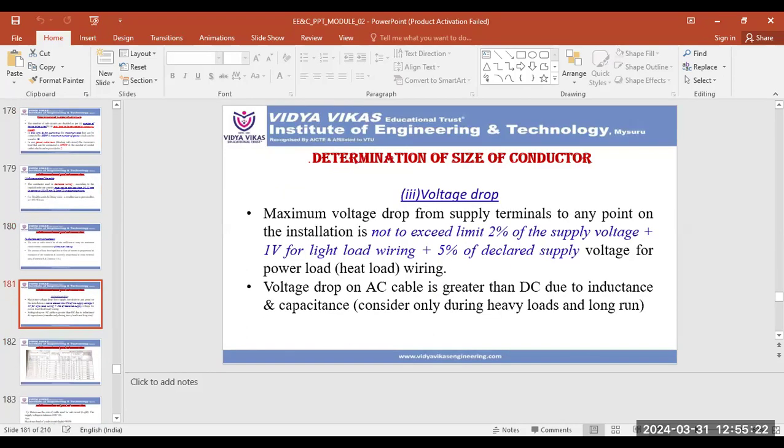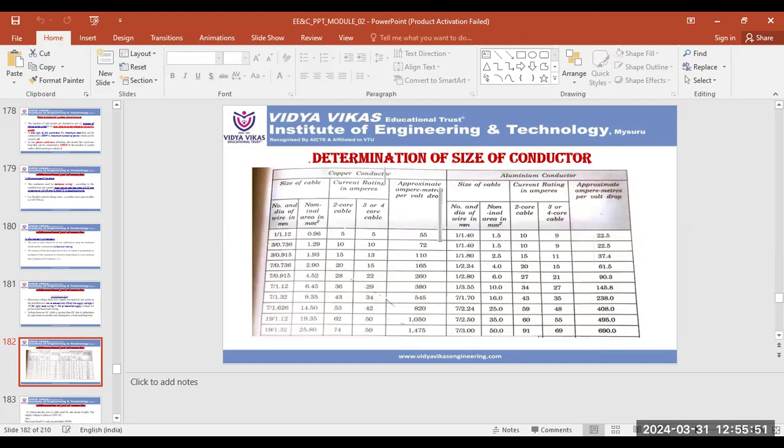Okay, now voltage drop. The maximum voltage drop from the supply terminal to any point on the installation should not exceed the limit: 2% of supply voltage plus 1 volt for lighting load wiring, and 5% of declared supply voltage for power load wiring. That means the lighting load gets 2% variation, and the power circuit gets 5% variation. Voltage drop on AC cable is greater than DC due to inductance and capacitance. And then this is the table to find out the size of the conductor.